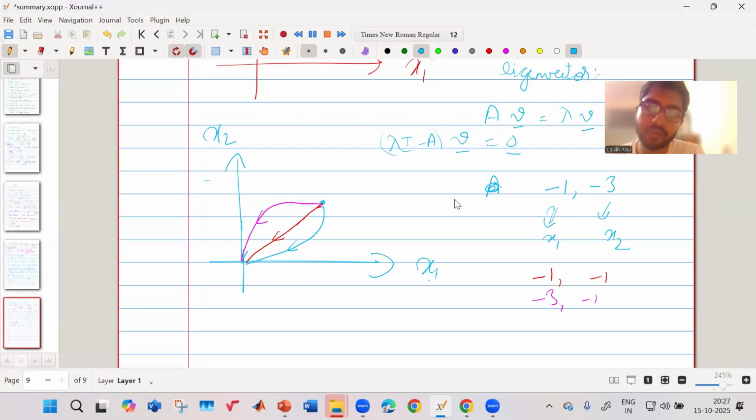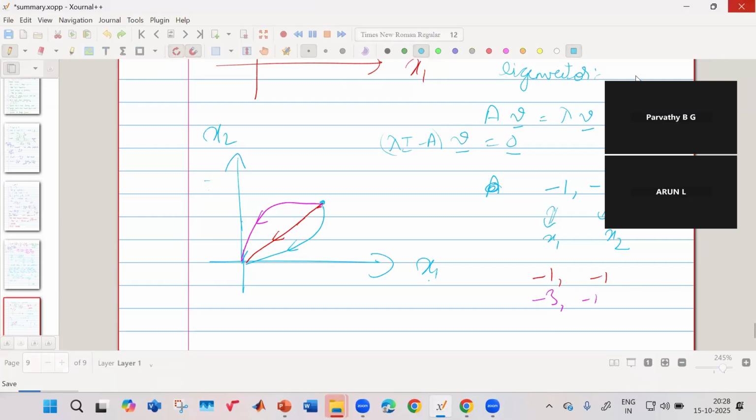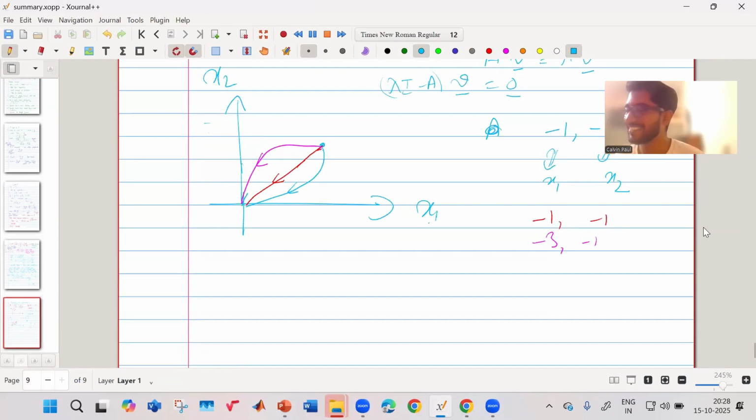Okay. So till this point, is it clear, or do you want me to repeat anything? Parvati, Arun? It is clear, sir. Okay, okay. Parvati is not saying anything? Yes, sir. It's clear. Okay, okay, very good. So I'm hoping you both will be the toppers, hopefully. Arun will be. Okay, let's see.